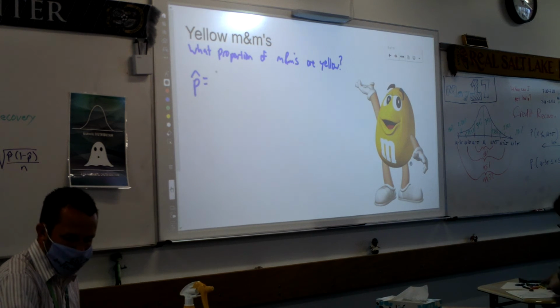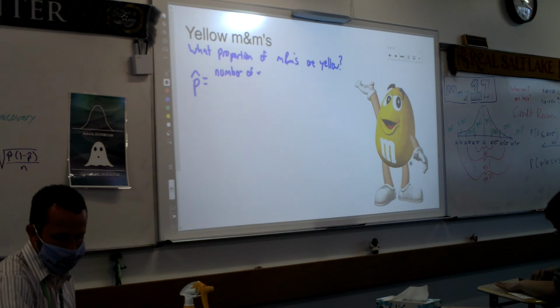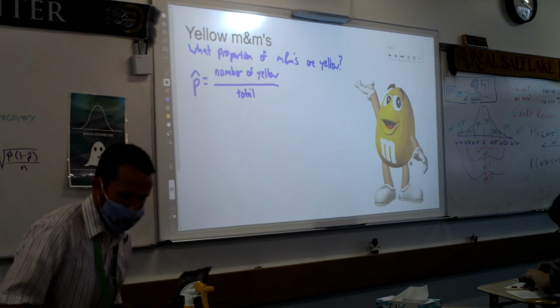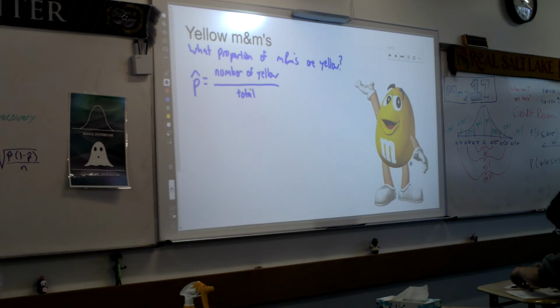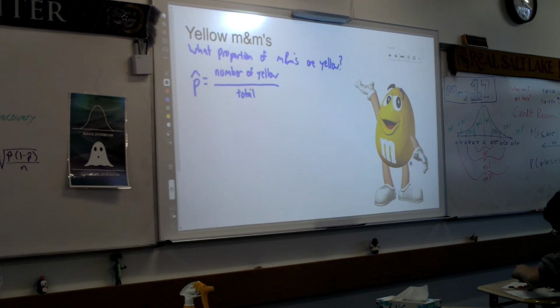So what you're going to do is you're going to count the number that are yellow, and then divide that by your total. Okay? And write that down. So I'm going to come around each person. Remember to make that U so that I don't spill.